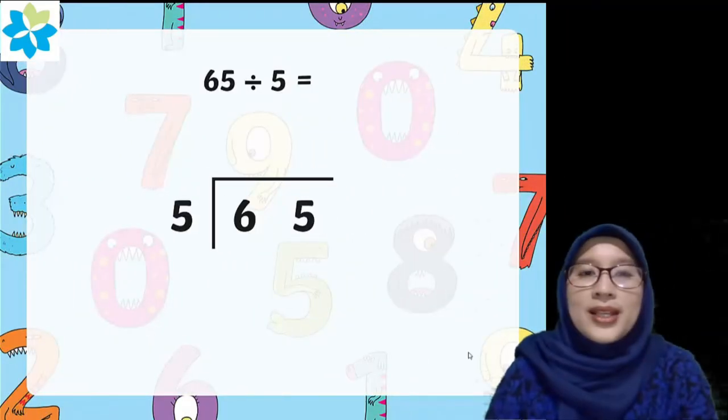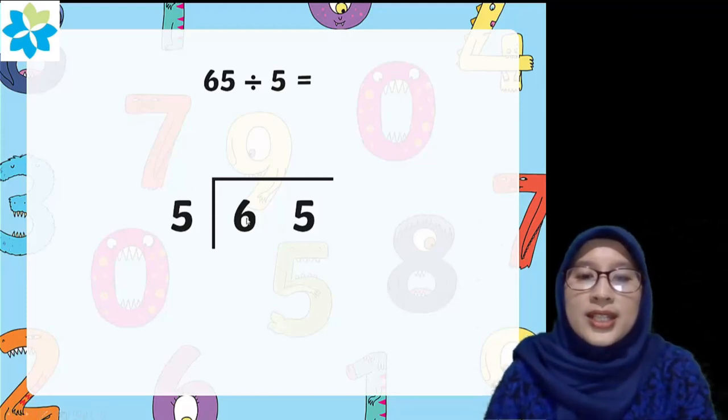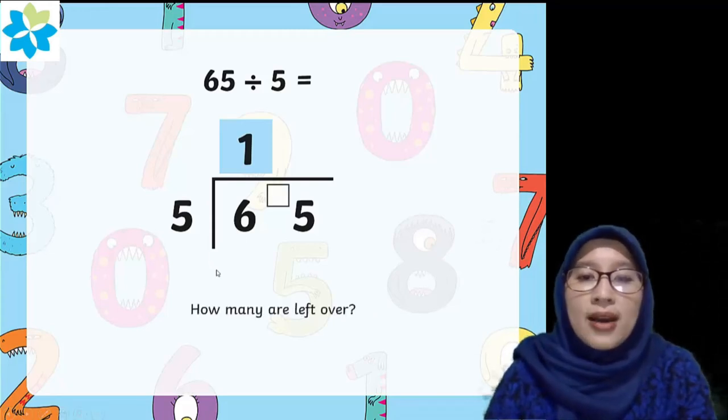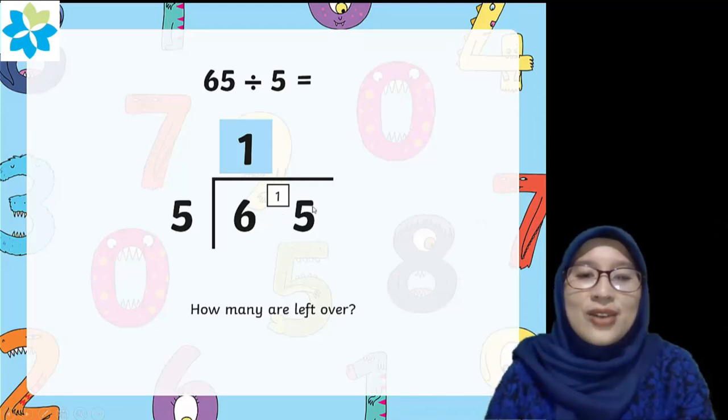Okay, let's see the next example. 65 divided by 5. Let's go to the first digit. 6 divided by 5. How many 5s do we need to make 6? Of course, we only need 1. And then, how many are left over? Sisanya berapa nih? Karena kita hanya mendapatkan 5. 1 times 5 equals 5. So, the rest of the counting is 1. And then let's put 1 into the 5. Kita gabungkan di sini. And then it will become 15. Now, let's count. 15 divided by 5 equals 3. Okay, so the result is 13.